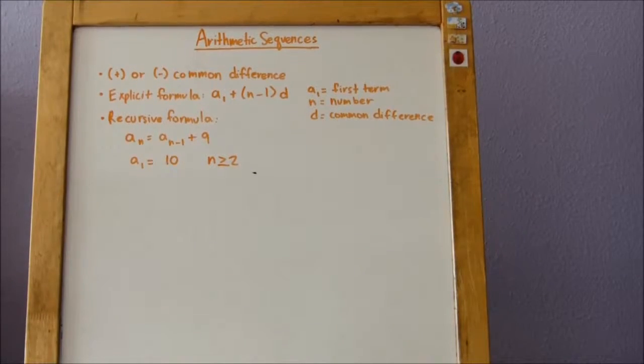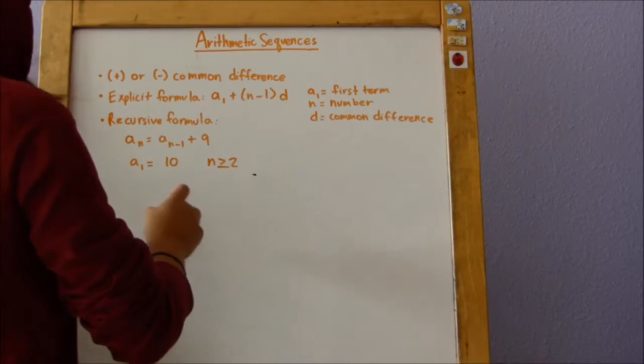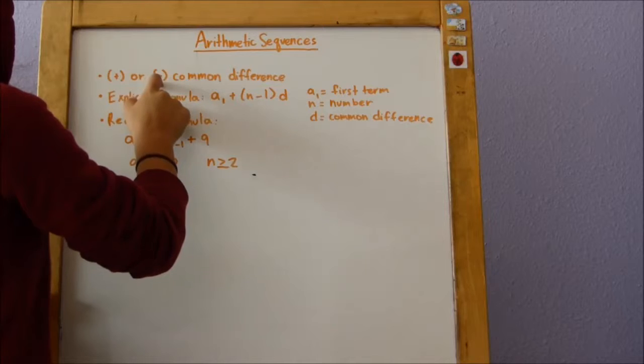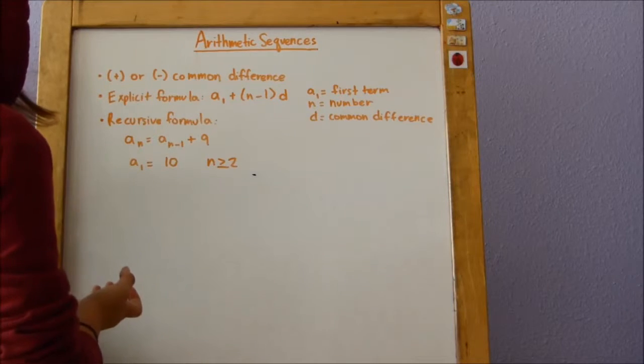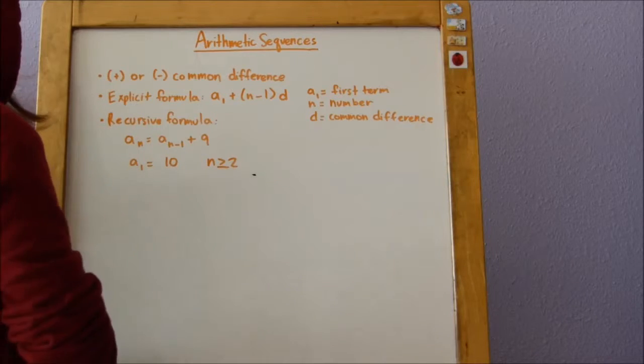Today we're going to be talking about arithmetic sequences. Here are a couple of simple bullet points about arithmetic sequences that we're going to go over, and then later we're going to solve some problems to really show you how arithmetic sequences work. The first bullet point is that the common difference is always added or subtracted, unlike in a geometric sequence, where it is always multiplied or divided by.